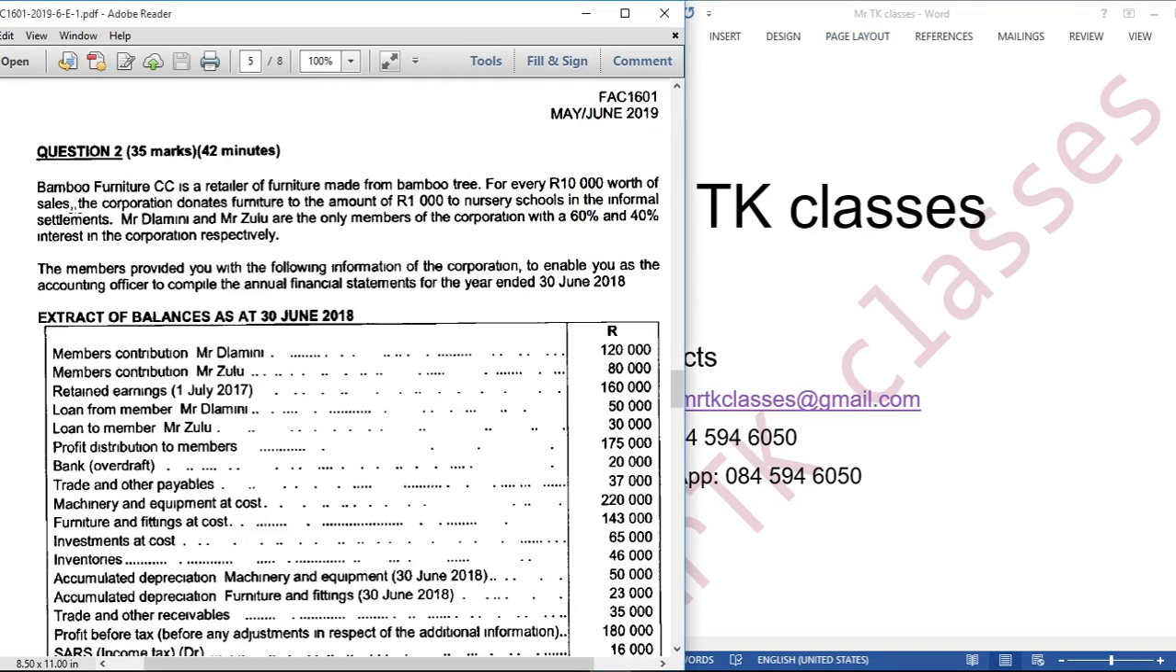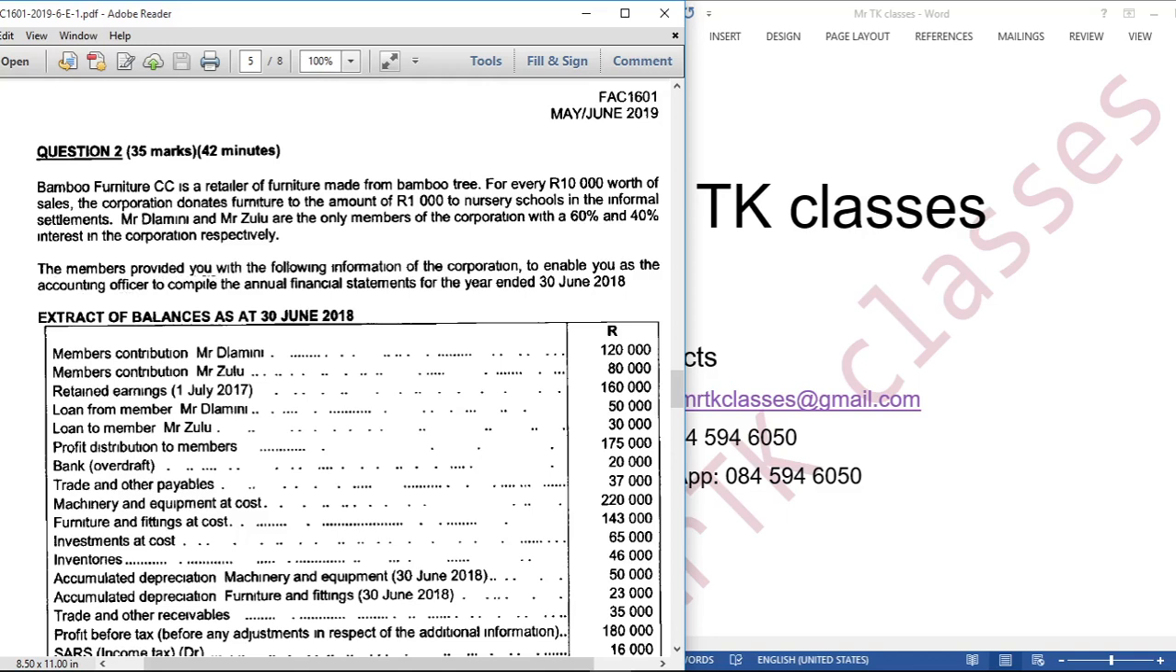The question reads, Bamboo Furniture Clothes Corporation is a retailer of furniture made from bamboo tree. For every 10,000 worth of sales, the corporation donates furniture to the amount of 1,000 to nursery schools in the informal settlements. Mr. Dlamini and Mr. Zulu are the only members of the corporation with a 60% and 40% interest in the corporation respectively.